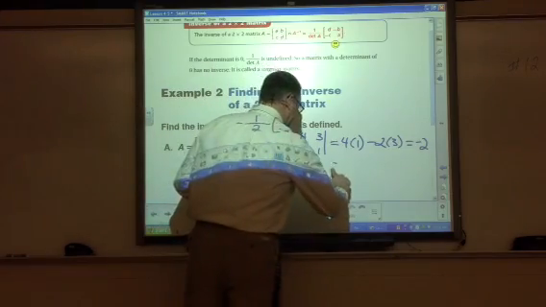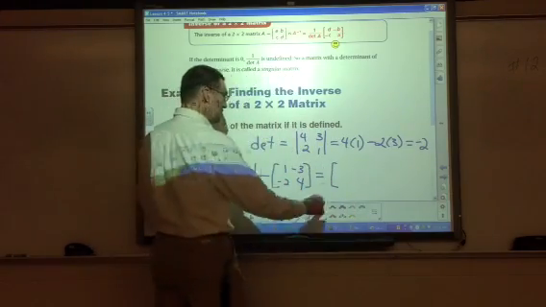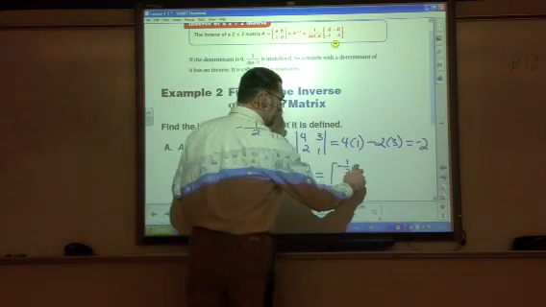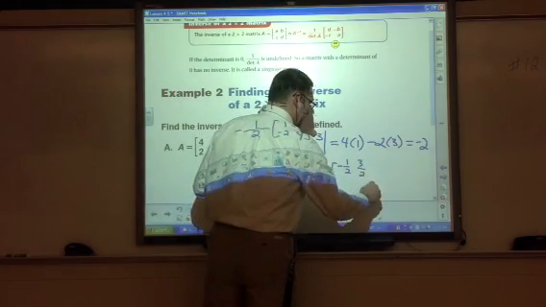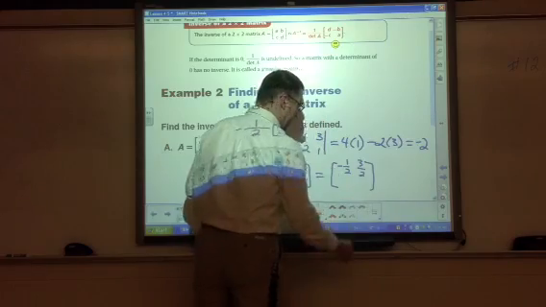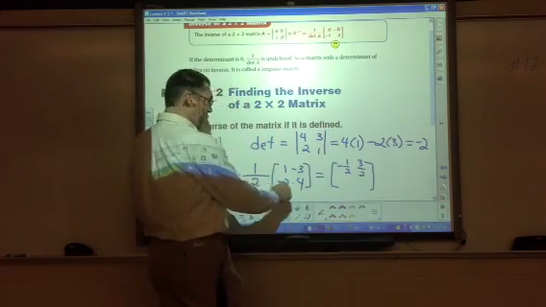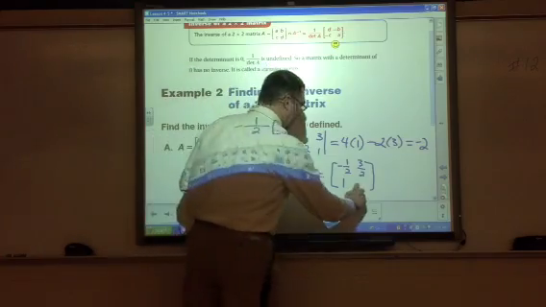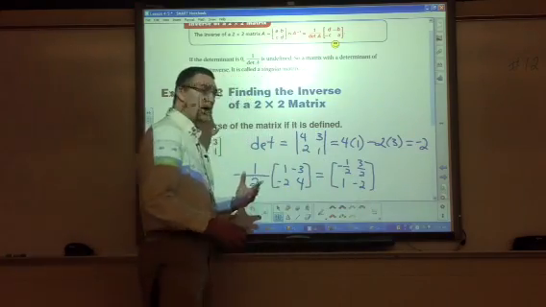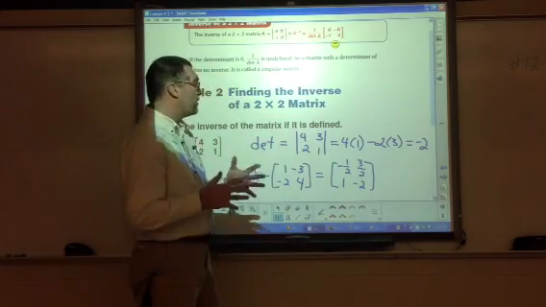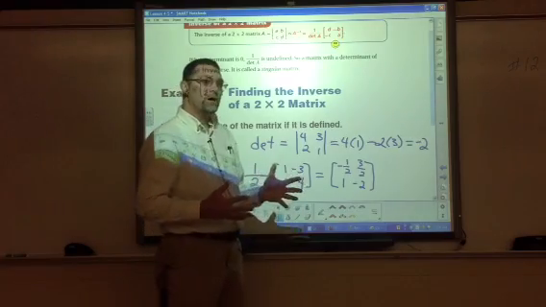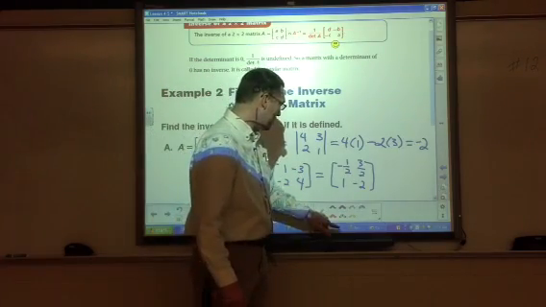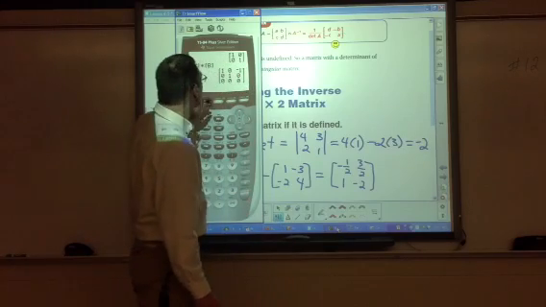So my inverse becomes negative 1/2, positive 3/2, positive 1, and negative 1/2 times 4 is negative 2. So this is my inverse matrix. And so we could check that for sure by taking our calculator and multiplying. So let's go ahead and do the multiplication with our calculator just to check it.